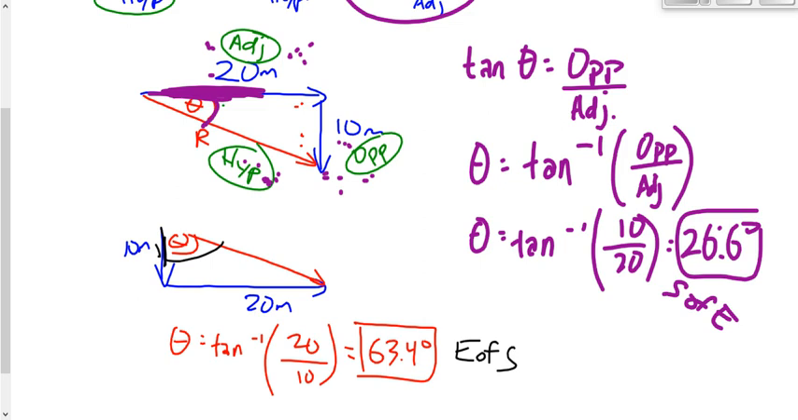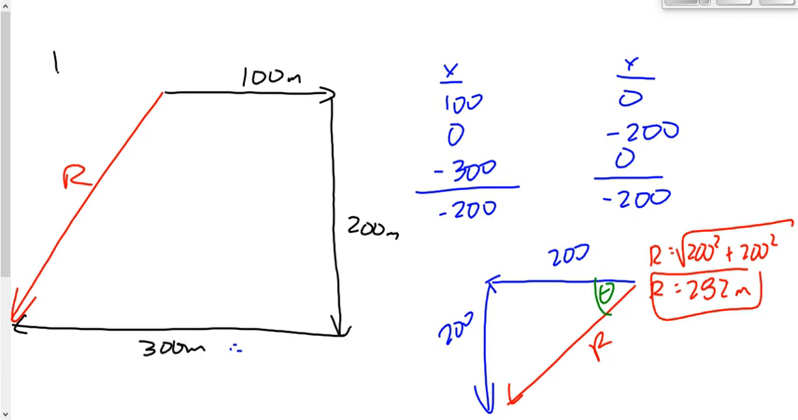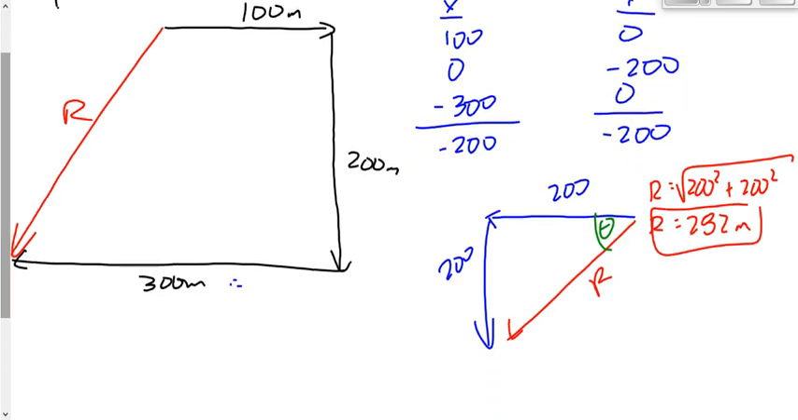Here's what I want you to do. Those three questions that you had for homework last night that we went over earlier today, I want you to take a look at those and solve for the angles, solve for the directions for all three of them. I'll give you a hint. All three of them are going to use theta is equal to the inverse tan of opposite over adjacent.